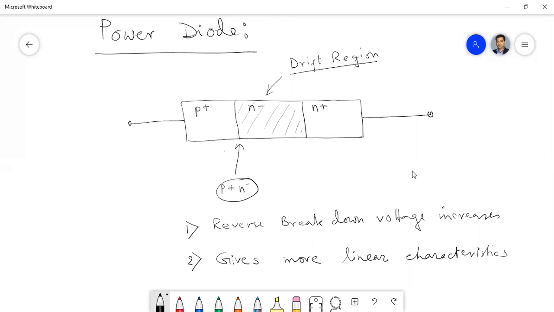Another is also a disadvantage, you can say, that it increases the on-state voltage drop because it increases the resistance. But as it increases the resistance or on-state voltage drop, the characteristics become almost linear, instead of exponential.